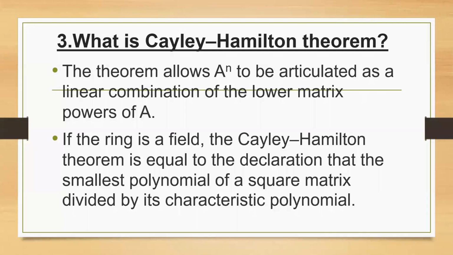In simple and short words, the Cayley-Hamilton theorem allows A to the power of n to be taken as a linear combination of the lower matrix powers of A. And in the next point, it is given that if the ring is a field, the Cayley-Hamilton theorem is equivalent to the declaration that the minimal polynomial of a square matrix divides its characteristic polynomial.